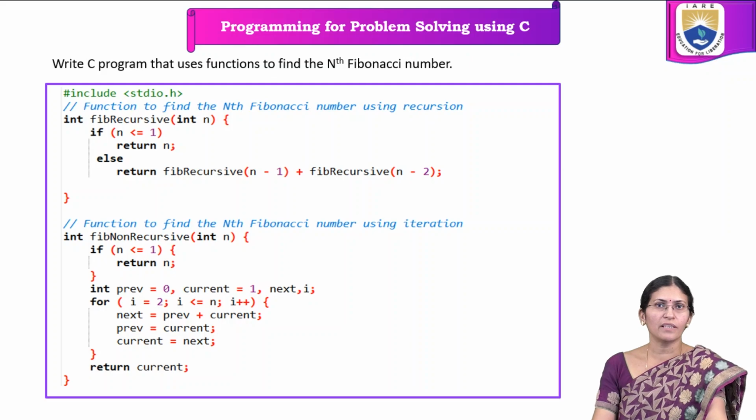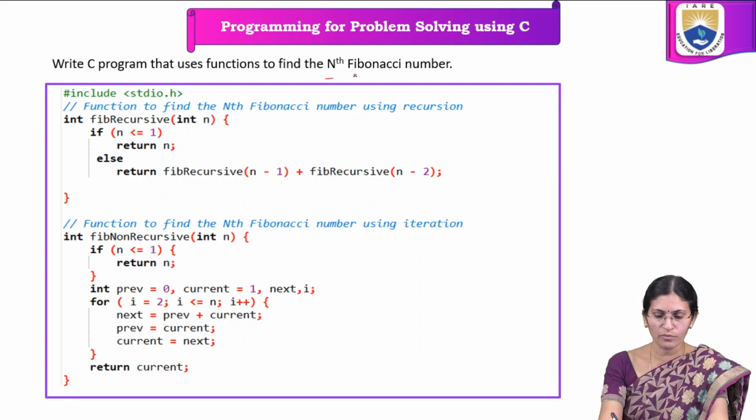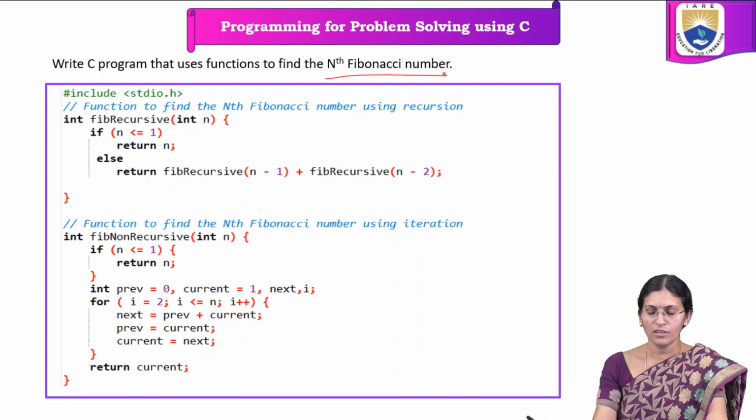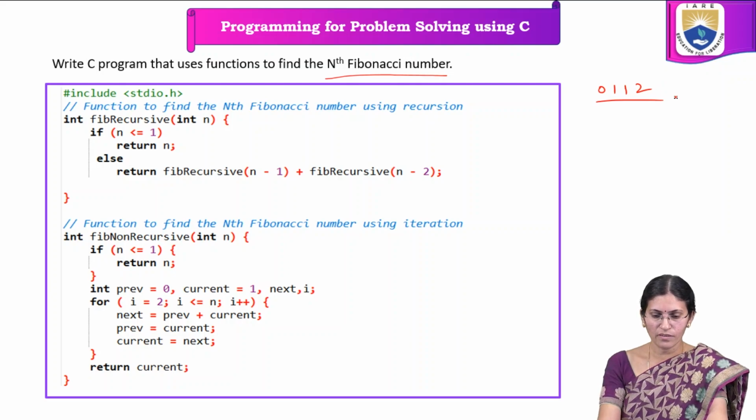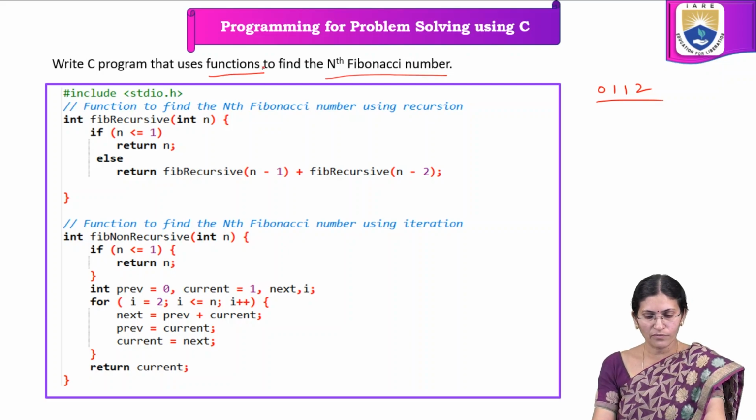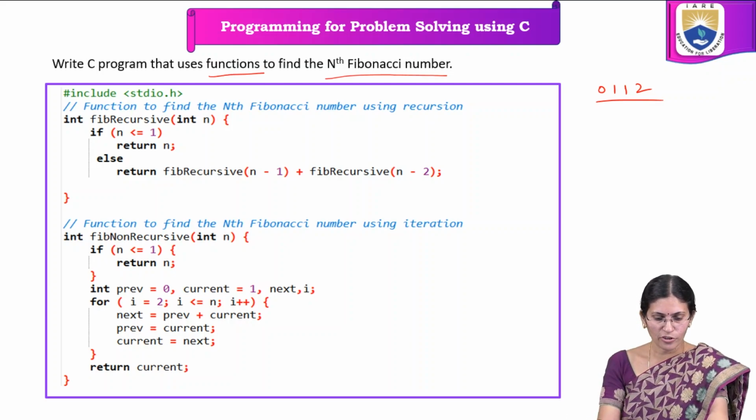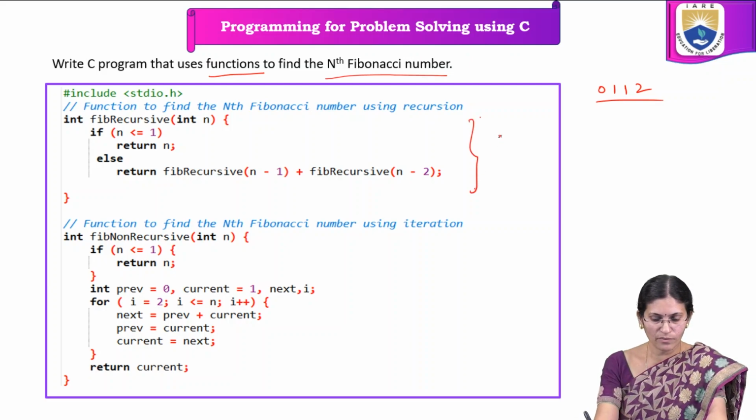The next program is to write a C program that uses functions to find the nth Fibonacci number. Here, the Fibonacci sequence, we know, starts with 0. If we have the numbers 0 and 1, the next number in the sequence will be 1, the next number will be 2, and so on. This is the Fibonacci sequence. Now we are going to write a program for this using user-defined functions as well as a recursive function. This is the function we have defined: this is the recursive approach and this is the non-recursive approach.